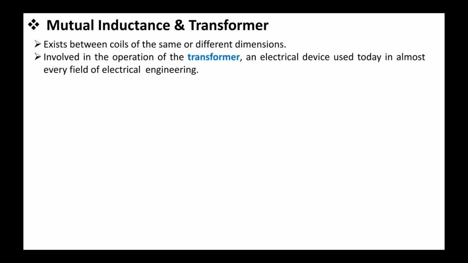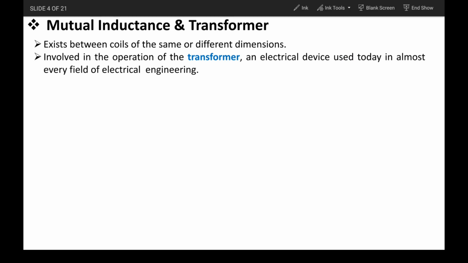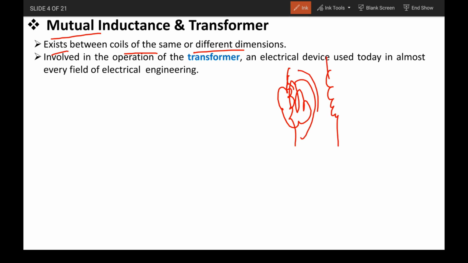Now let's focus on mutual inductance. Mutual inductance exists between coils of the same or different dimensions. Self inductance is for a particular coil, where there is a magnetic field for which a voltage will be induced. This is called self inductance. But when there are multiple inductance coils, the magnetic field of one coil will cut another, so another voltage will be induced, and this is called mutual inductance.